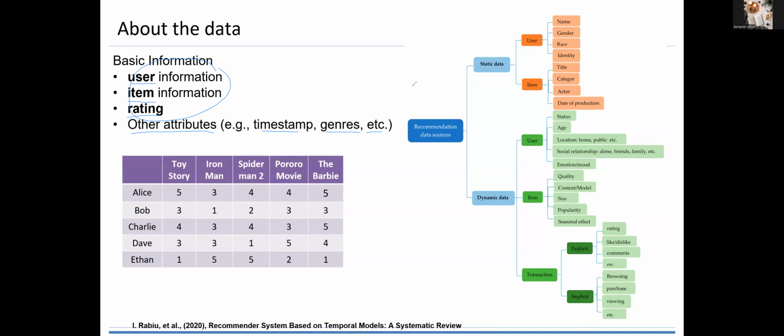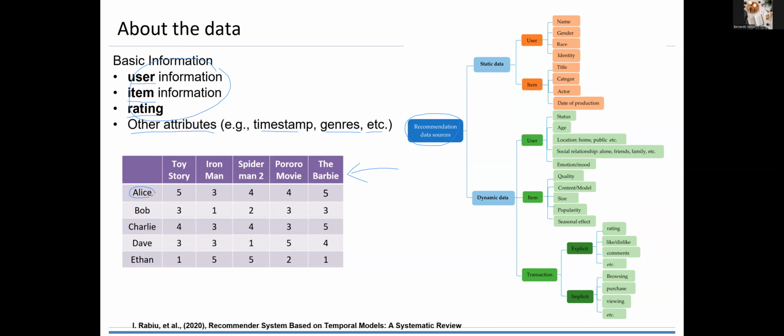And if you look at the recommendation data sources, there might be many kinds of attributes for our analysis. If we have those attributes, we will convert them into a matrix, something like this. As you know, in the first class, we learned about the matrices.